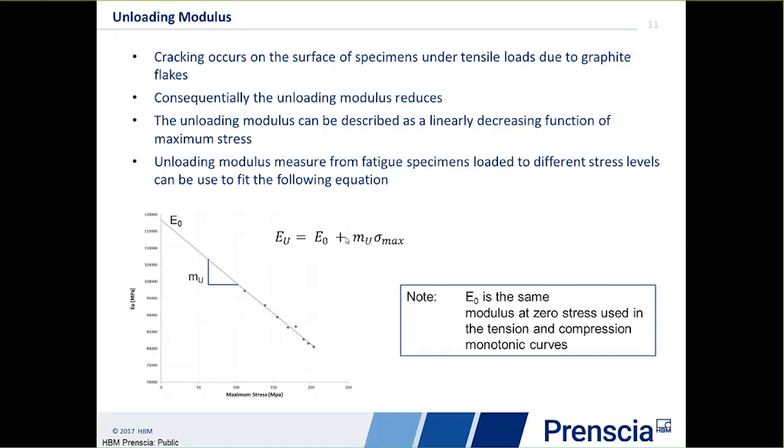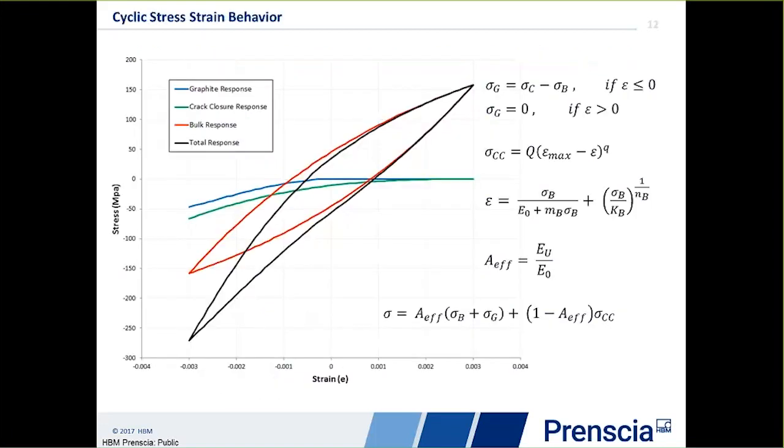With these 9 parameters, he's able to describe the monotonic behavior. But that's not really what we need to do to go in and calculate the cyclic behavior. Now, I'm not going to go through all the actual equations, but the process he used actually was rather ingenious.